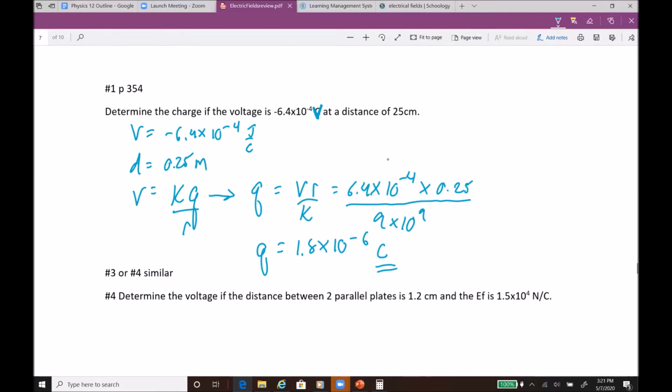Girls, are we okay so far? And there's a lot of equations in this unit, aren't there? There's a ton of equations in this unit.